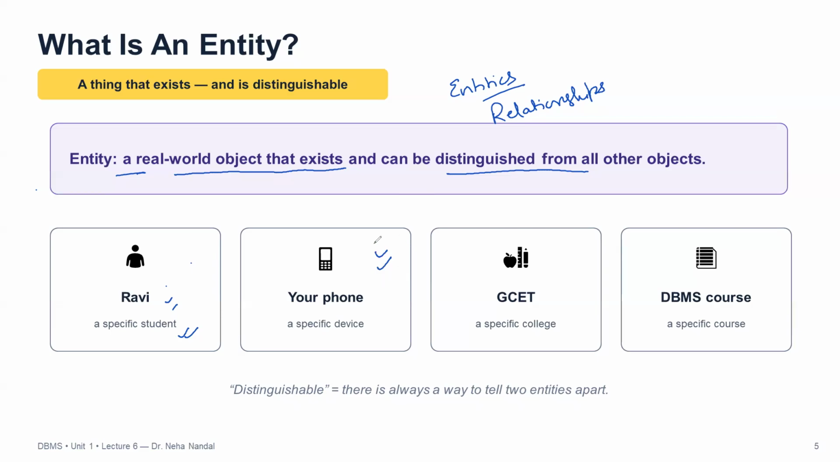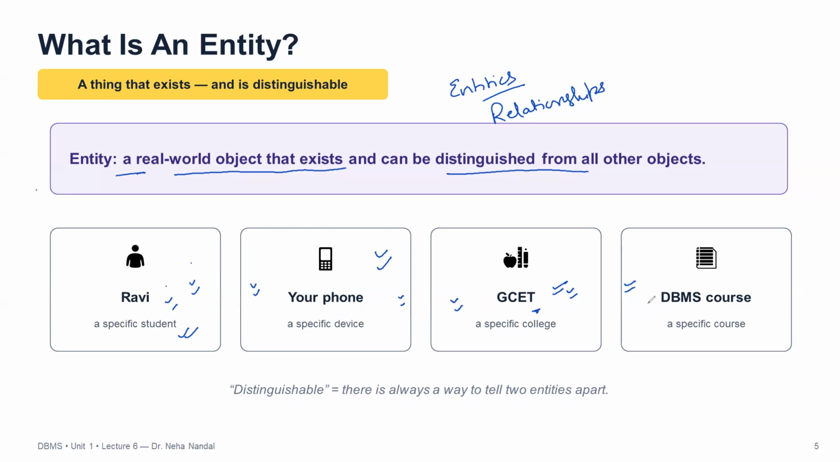Distinguishable means there is always a way to tell two different entities apart. That means there is a difference between these two entities. You cannot have the features of a student in a phone, and you cannot have the features of a phone in a student. So they are distinguishable from each other, and we can differentiate easily. In the same way, a specific college like Gitanjali College has specific attributes and features which are different from another entity, so it has its own existence.